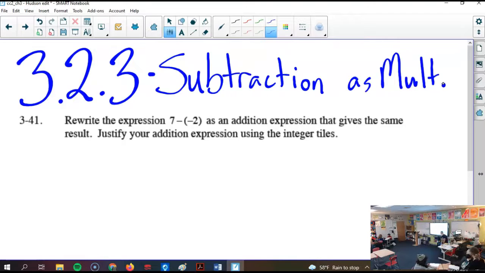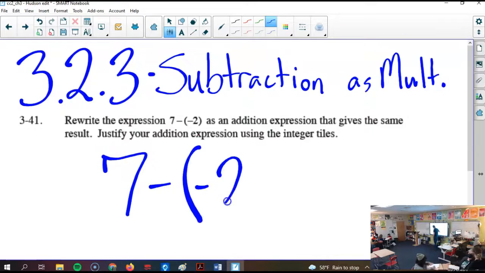So before we dive into that, I want you on your paper to write this down. 7 minus negative 2. What does that mean? Talk with your teammates about what does that mean, what answer do we get, and if you were asked to model it with tiles, could you? If you were going to model this, how could you?